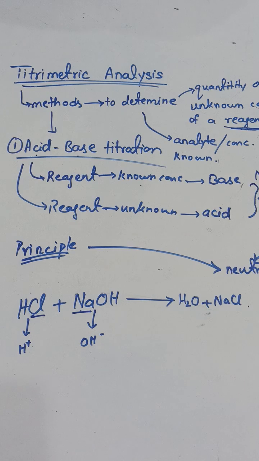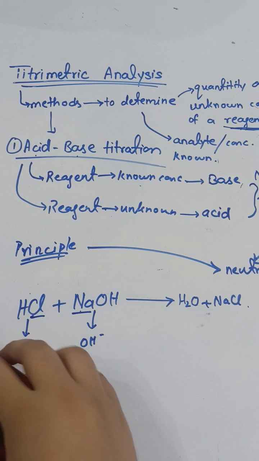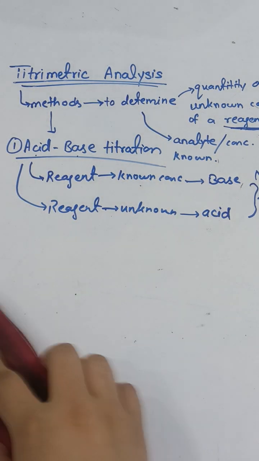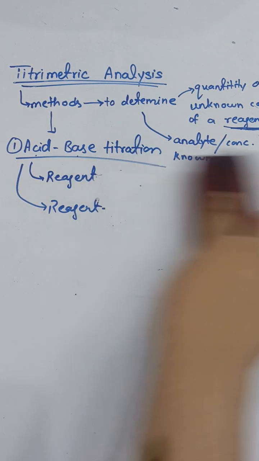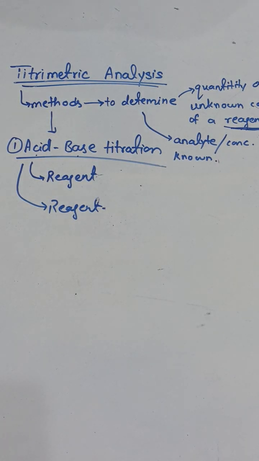I'm going to raise something so that I can get the space here. So now the reagents that you can use here. In the acid base titration you can choose many reagents. On the basis of reagents, the acid base titration has several types. So four types it has. I'm going to discuss all these types here.